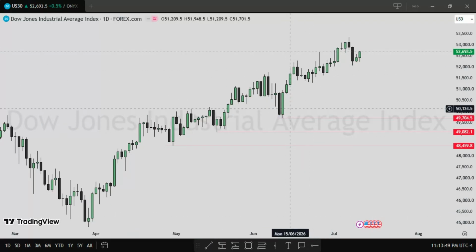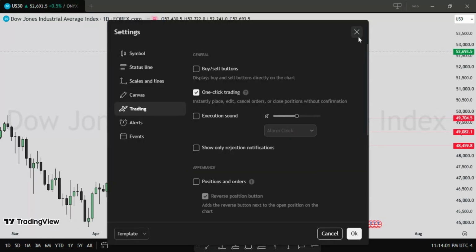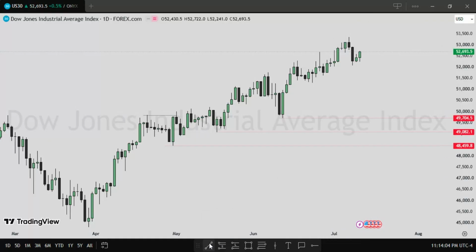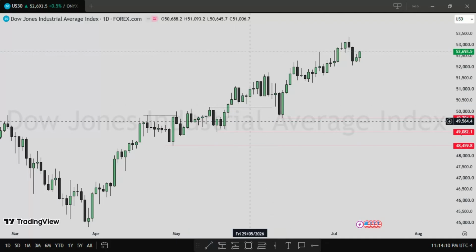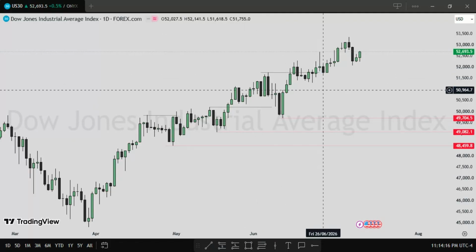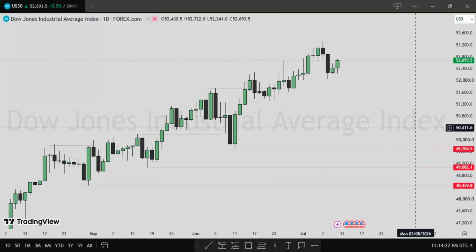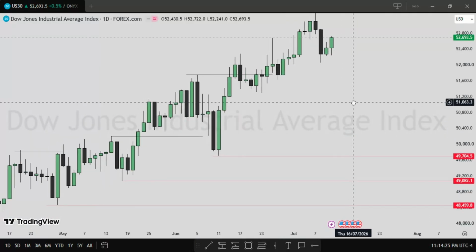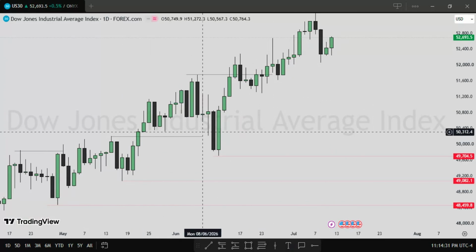Now don't forget, we are still speaking about the uptrend. So speaking about the uptrend, this is a high. That's a high. This is a high. Also, this is a high. So we have this series of lows here, and a series of highs.